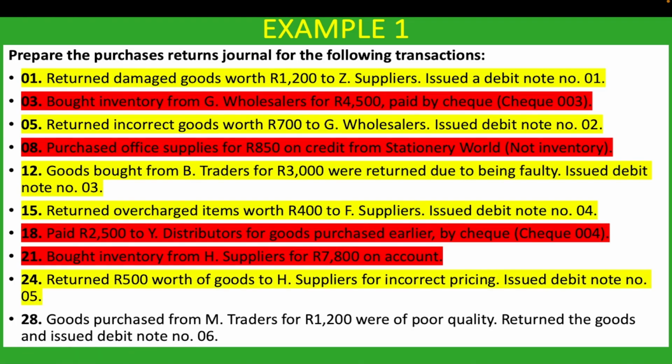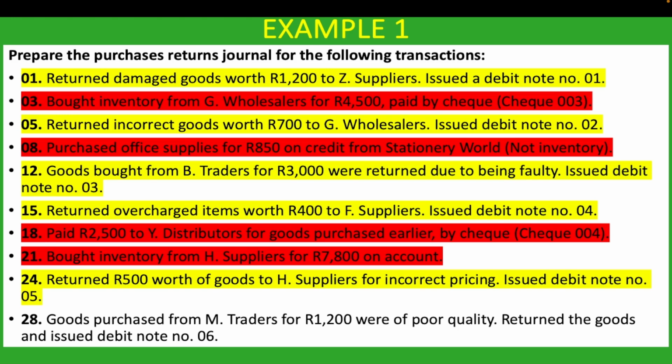And then finally, the 28th, goods purchased from M traders for 1,200 were of poor quality. Returned the goods and issued debit note number 06. Again, this one definitely goes into the purchases returns journal. We are returning back to the suppliers because the goods were of poor quality. And so the date there is 28, document number 06, the detail there is M traders, and the amount is 1,200 rand. Remember, they don't always have to give you the reason for the return. They just have to tell you that we returned these goods. Of course, they will usually supply the reason for the return, as was the case here.